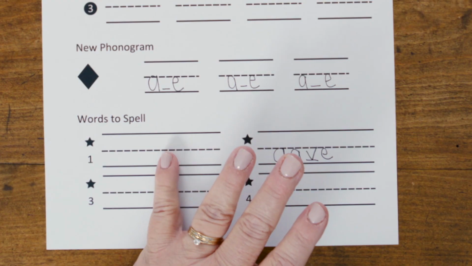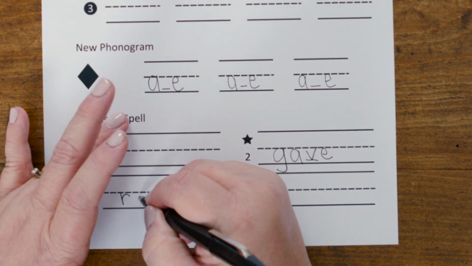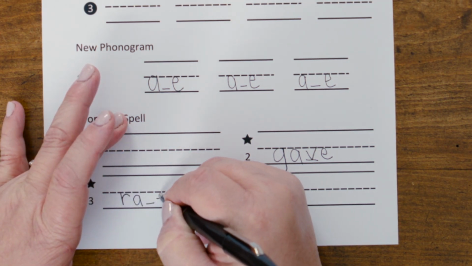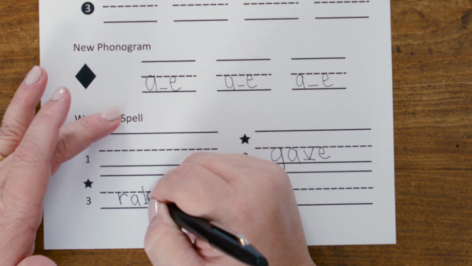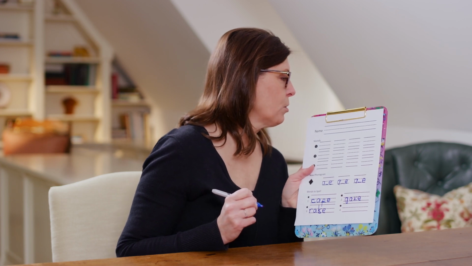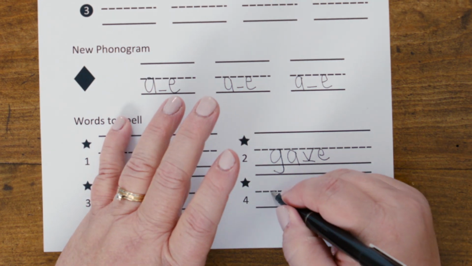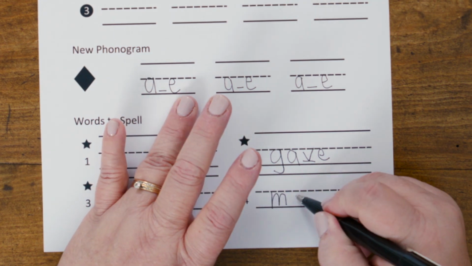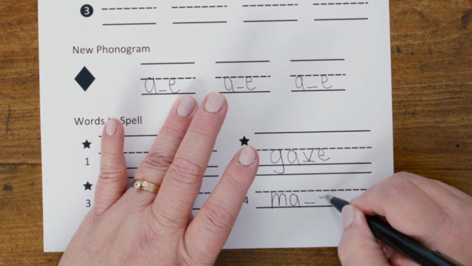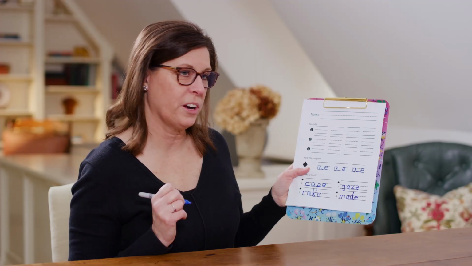The next word is rake. Rake. Tap it out. R-A-K. R. A. K. Very nice. And our last word, because I think we'll just do 3. Our last word is made. Made. Let's tap that out. M-A-D. Good. Write it. M-A-D. Good job. And the word is? Made. Good. Check your work.